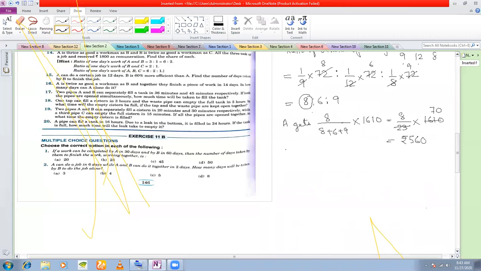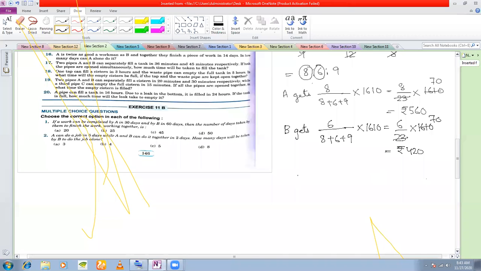Okay. Next is B gets. What is B's share? B gets 6 parts, right? B gets 6 parts out of how many parts? 8 plus 6 plus 9 parts into 1610. This is 6 by 23 into 1610. This again cancels 70 times. So you get 420.